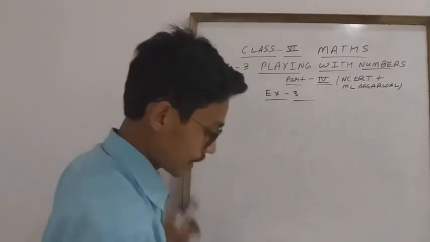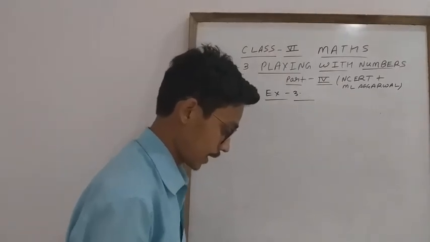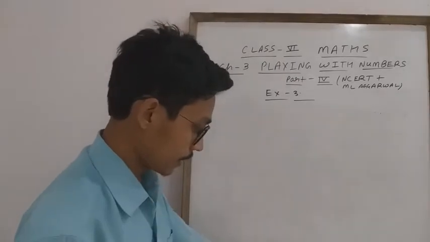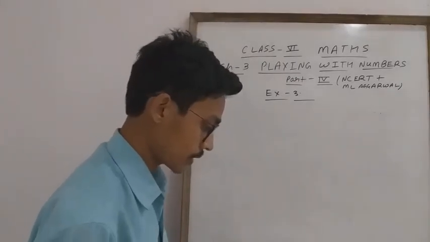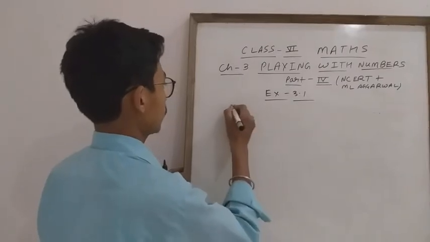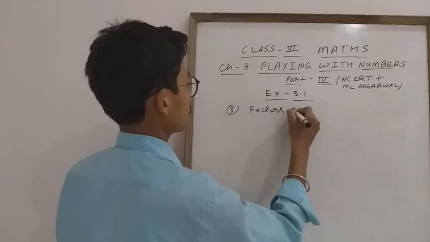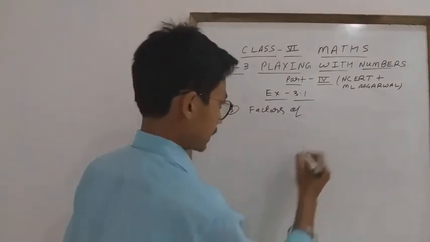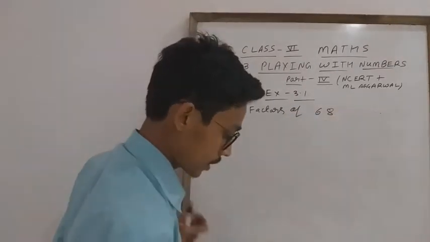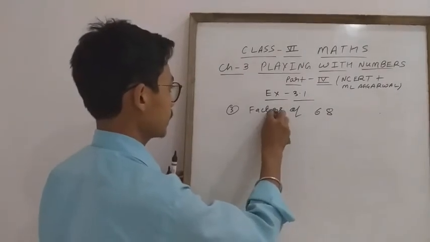Now MLFR I am going to do, and I am opening exercise 3.1. See, students, in 3.1 the first is fill in the blanks. True false you will do yourself. Now see, write all factors. Question number 3: factors of 68. Everyone find out the factors of 68. I think this is a very easy question.